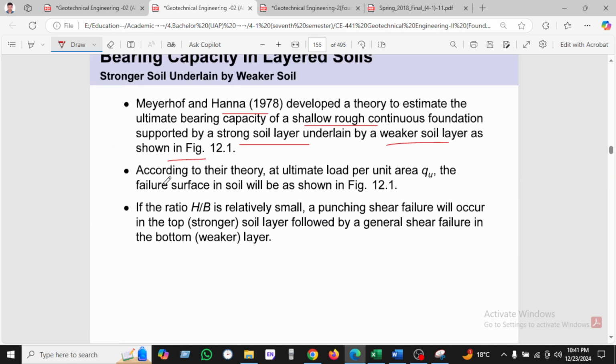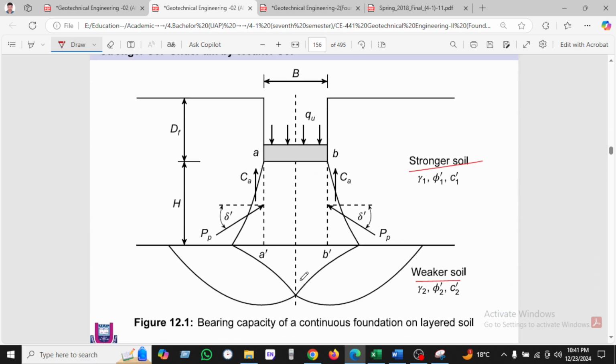According to their theory, the ultimate load is Q, where the failure surface area will be as shown. When the ratio H by B is relatively small, punching shear failure occurs in the top stronger soil, followed by general shear failure in the bottom. So this is the punching shear.